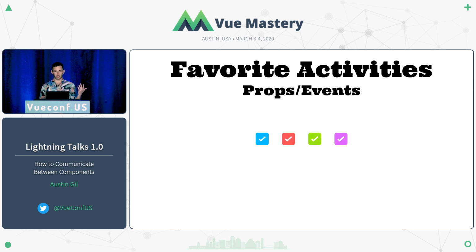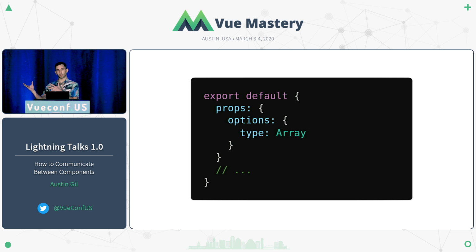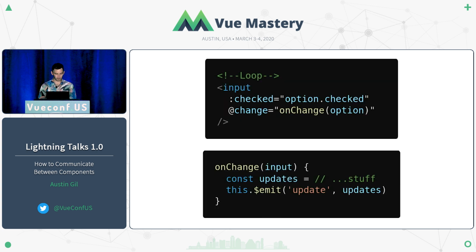The way we do that with Vue, one way is props and events. With props, I want to accept an array of my checkboxes. So I define my props attribute, define my options there, and set it to a type of array. Then somewhere in my template, I loop over that array of options. I have an input, and I set the checked attribute to each option's checked. That's the data coming down from the parent to the child. On the next line, you'll see the change event listener, and we have the onChange handler.